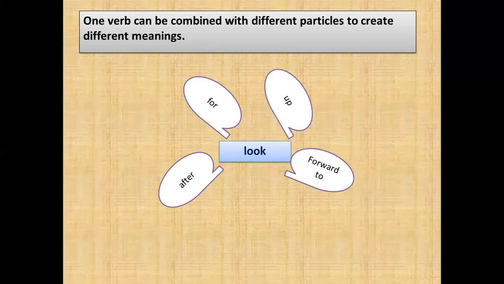Look for means to search for a physical thing. For example, I lost my keys. I am looking for them. Look after: when I say the mother looks after her baby, look after means takes care of, like this. So one verb can be combined with different particles to create different meanings.